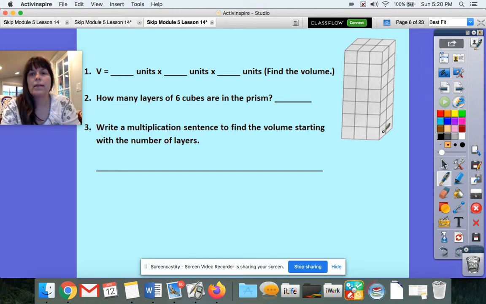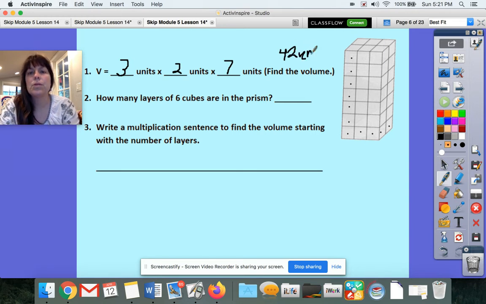units. Let's go length times width times height. So the length is 1, 2, 3 units times the width would be 2 units. And the height, 1, 2, 3, 4, 5, 6, 7. And then to find the volume, we simply multiply. 3 times 2 is 6. 6 times 7 is 42. And of course, our units would be cubed because we're finding volume.